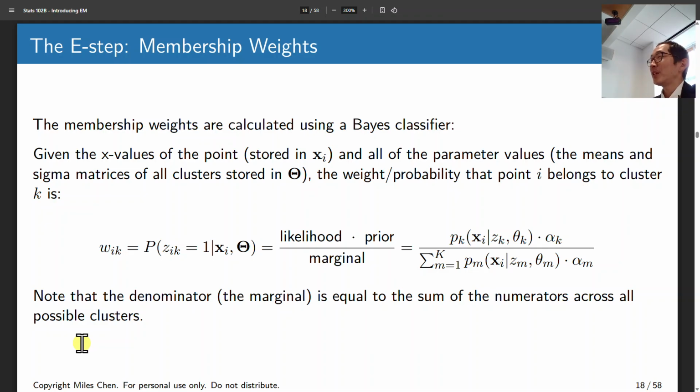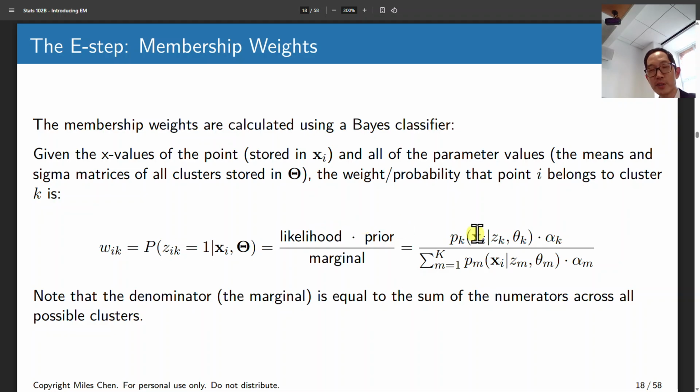And so, how do we do that? How do we calculate our membership weights? Well, that is done using the Bayes classifier. And so the Bayes classifier is we're going to do the likelihood times the prior divided by the marginal.